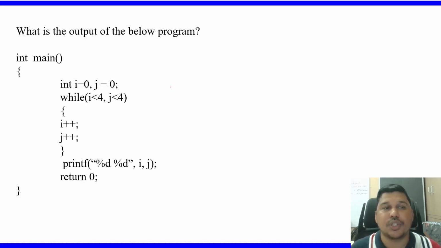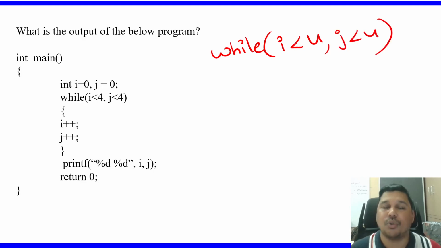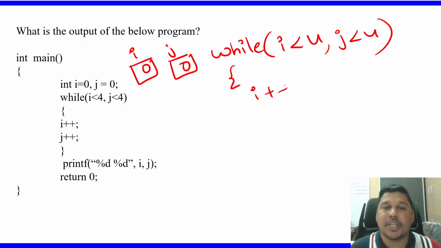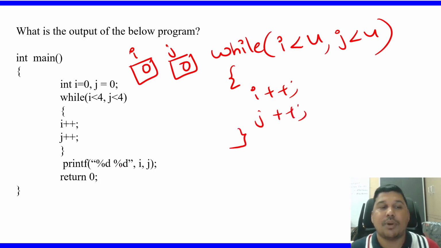So let's see another question on while loop. But the condition point is that we are having comma separated values in the condition. While I less than 4 and then comma j is less than 4. Right? Let's see how this program executes. Your I value is 0, j value is 0. While I have I plus plus and j plus plus. Let's see what happens. At the end, I have printf I and j.